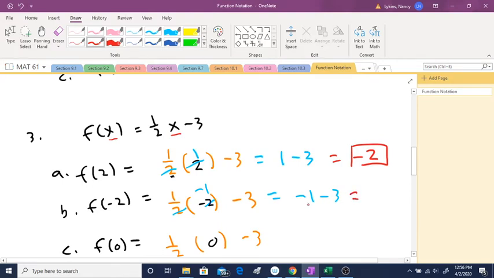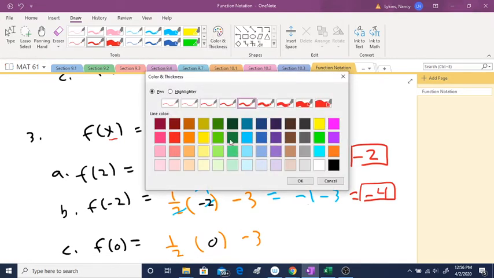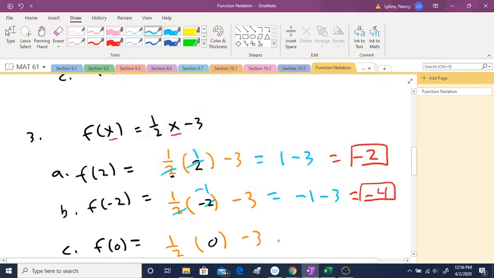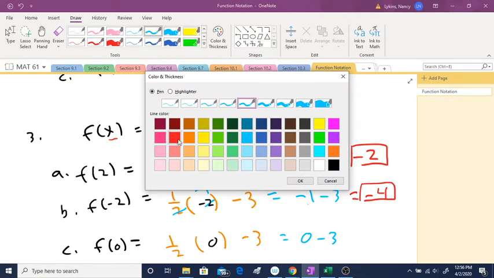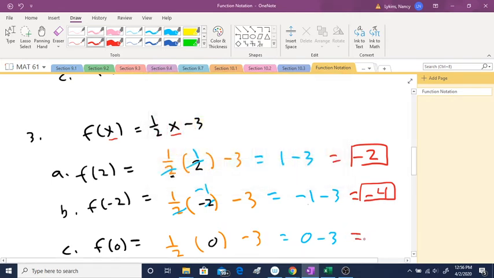So if you owe me $1 and owe me $3, you owe me a total of $4. So that's what your answer is, -4. And finally, 1/2 times 0 is just 0 minus 3. And 0 minus 3 is -3. So the fractions are not that bad, especially if the denominator is the same thing with the multiples of, in this case, 2.